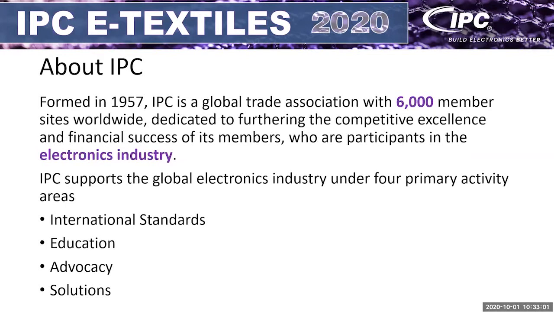Just a little bit of information about IPC. We're a trade association formed in 1957. We have 6,000 member sites worldwide, and we're dedicated to furthering the competitive excellence and financial success of our members who are participants in the electronics industry. We do this in 4 general areas. One is international standards. We'll go into some standards things in a second. Education, like programs like today, advocacy and government relations, and also solutions. Solutions is kind of a catch-all for industry working together to solve problems through IPC.